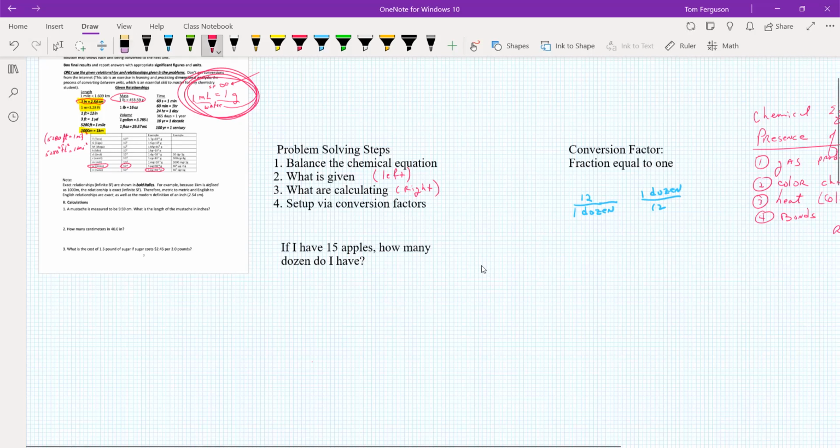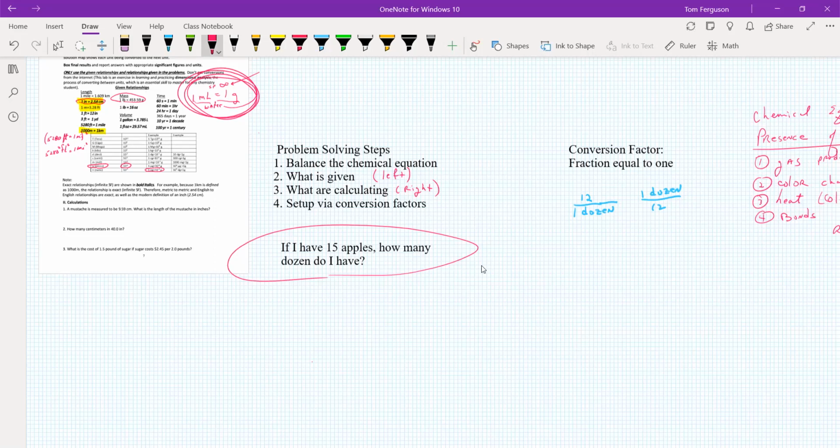Let's look at this problem here. All right, 15 apples, how many dozen is that? Okay, so the steps for doing all problems in this class from now till May are four steps, every single one. Step one is, if there's a chemical reaction, you write the balanced chemical equation. Do we have a chemical reaction in this problem? No, so skip step number one. Step number two, what's given? To determine that, look in the paragraph and find the number. What number is in there? 15, and what does it apply to? Apples. So we're going to put that on the left. Okay, and what are we trying to calculate? Dozen goes on the right.